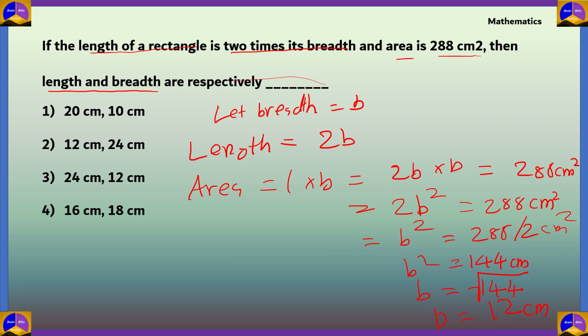So breadth is 12 centimeter and length is given as 2B. Length is 2B, that is 2 times 12 centimeter, which is equal to 24 centimeter. Now the question is asking us to find the length and breadth respectively. So first we have to find the length and then the breadth. In the options, option 3 is the right answer because 24 and 12 are the right values. So option 3, 24 centimeter, 12 centimeter is the right answer for this question asked in mathematics.